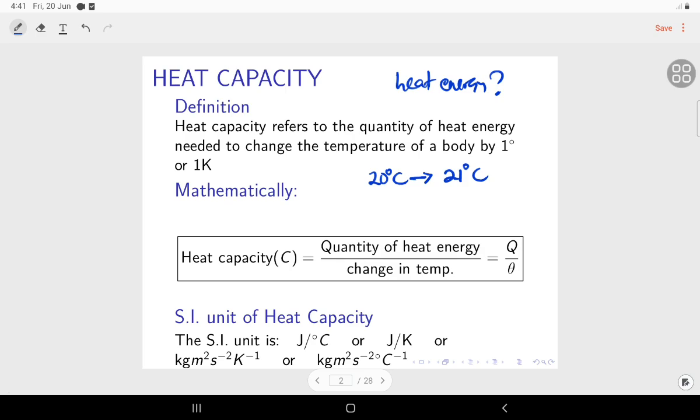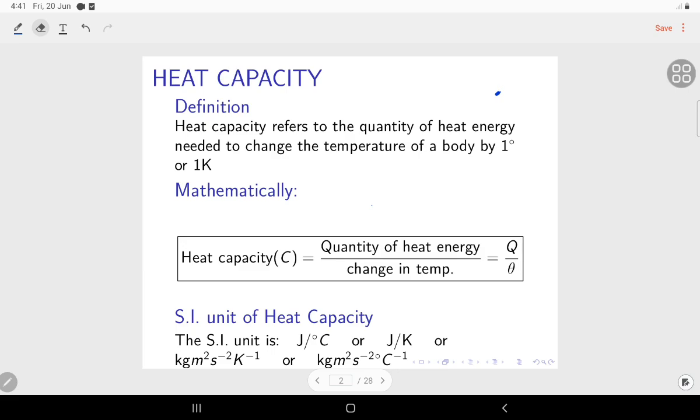Are you getting it? Or let's say you have a hot object, say a hot metal. You can also use the same scenario from hot to cold. Let's say a hot object is at 10 degrees Celsius, and you want to put it in water so that you cool it to 9 degrees Celsius. What amount of energy do I require to change this temperature from 10 to 9 degrees Celsius? That amount of heat is what we call the heat capacity.